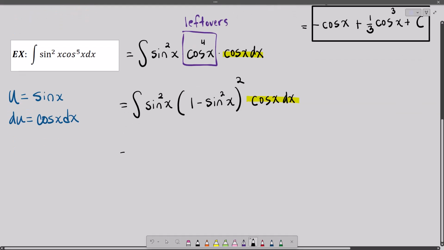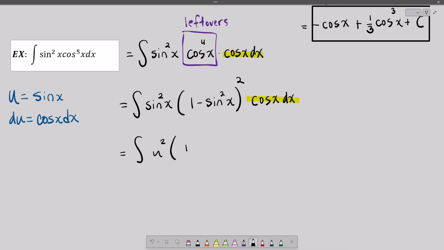And I'm sure some of you are thinking, should we FOIL that out? And the answer is yeah, we should FOIL it out. But it's going to be easier to FOIL it out once we convert over to u's. So if we let u be sine, there's a u squared. And then cosine x dx is right there.